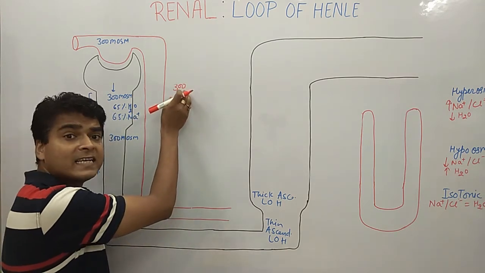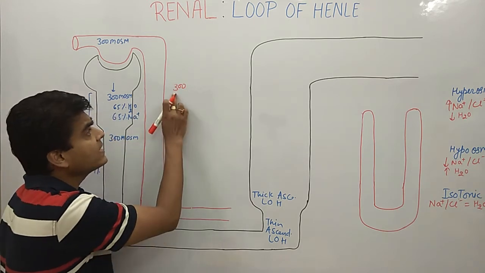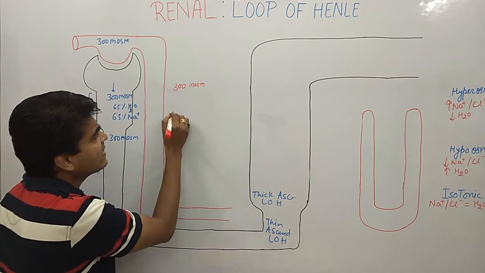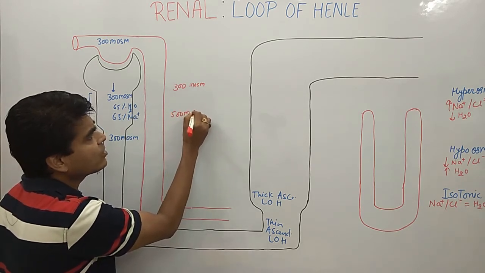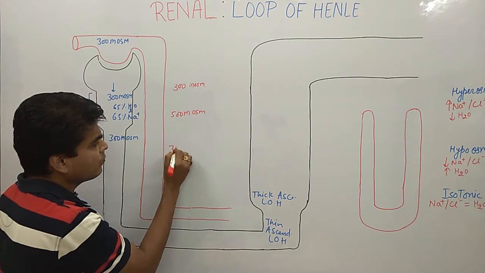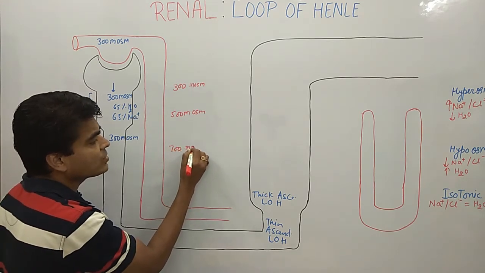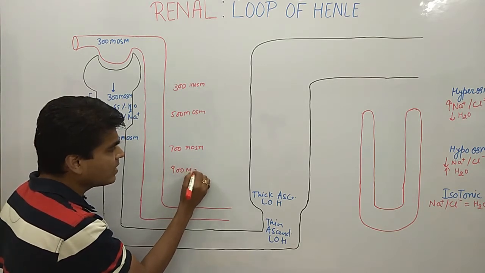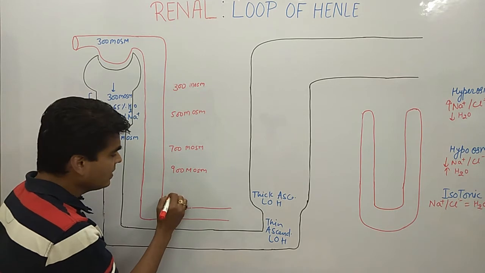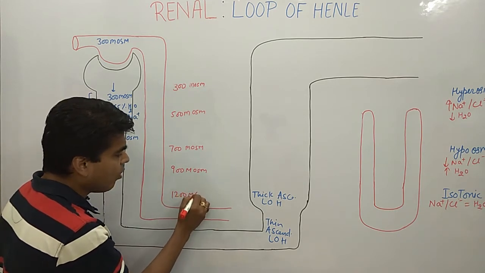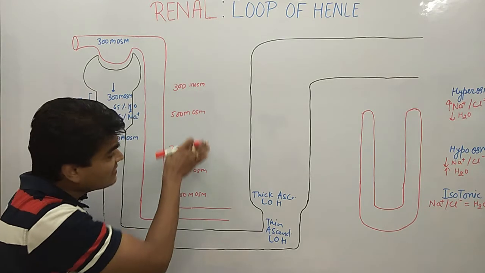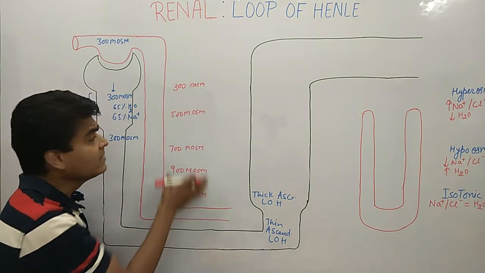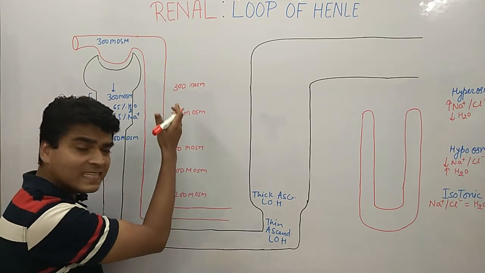The osmolarity increases regularly. Here it is 300 milliosmolar, and then here the osmolarity is 500 milliosmolar, and moving downward, 700 milliosmolar. Further down, it is 900 milliosmolar, and further down, 1200 milliosmolar. So again, this is a medullary interstitial gradient developing over here. Clear? So this is the osmolarity changing in this area.